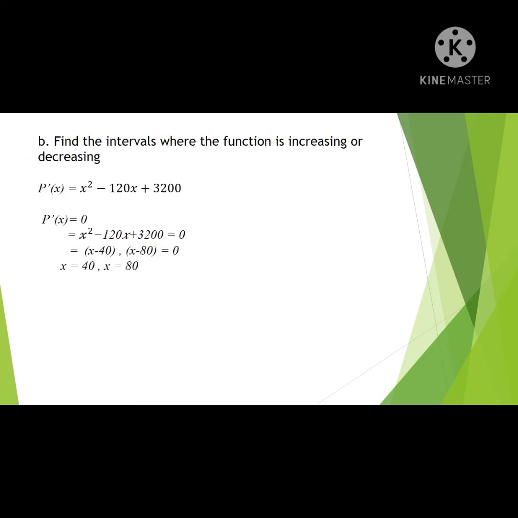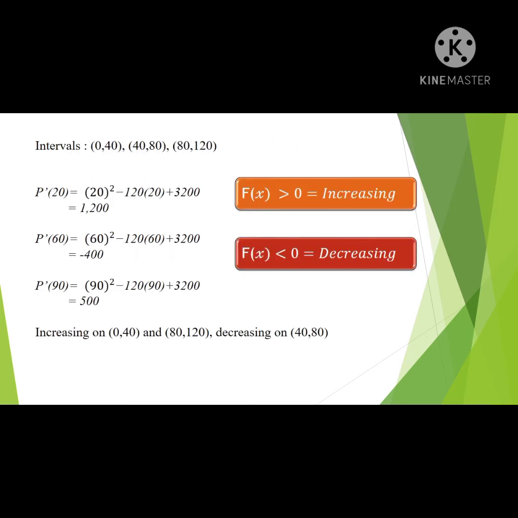For B, we have to find the intervals where the function is increasing or decreasing. We have found the values of x from the first derivative earlier. The values of x are 40 and 80. There are two values, which means there are three intervals, which is 0 to 40, 40 to 80, and 80 to 120. The maximum is 120 because in the question it has been stated that their maximum production is 120 units.